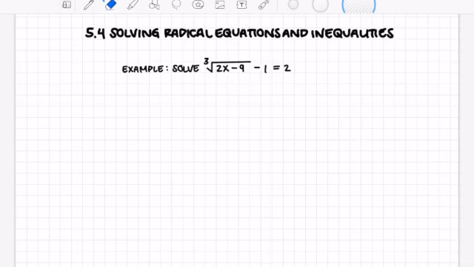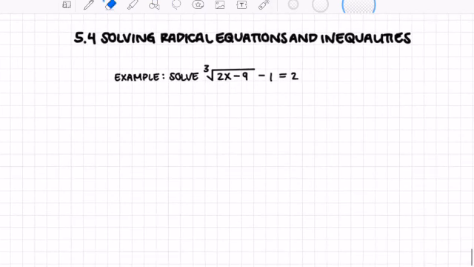Hi guys, so today we're going to be looking at Chapter 5, Section 4, Solving Radical Equations and Inequalities. So the first example we have here is to solve the following. We have the cube root of 2x minus 9, and this is subtracting by 1, and then this is supposed to equal to 2 in the end.